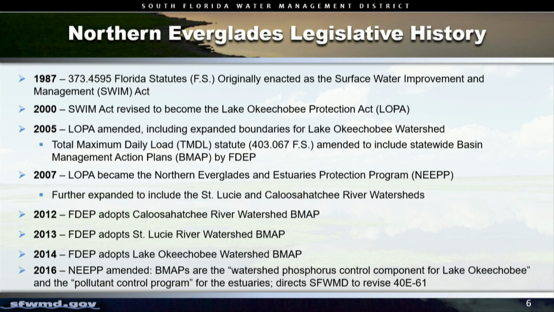So on this next slide, I want to go through the history of the restoration efforts within the Northern Everglades. It all began in 1987 with something called the Surface Water Improvement and Management Act. And there was a piece of that act, it had a specific number. It was 373.4595, which was specific to Lake Okeechobee and was the basis for the existing 40E-61 rules. Now, that same particular statute today is known as the Northern Everglades and Estuaries Protection Program, or the NEEP.